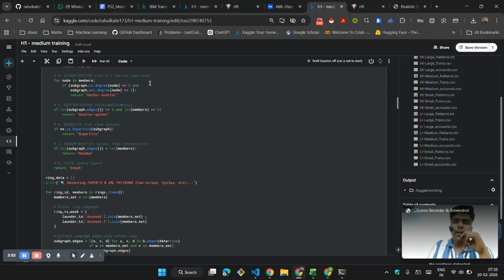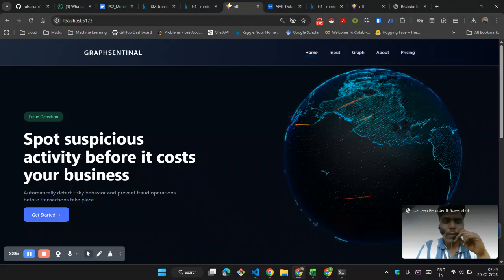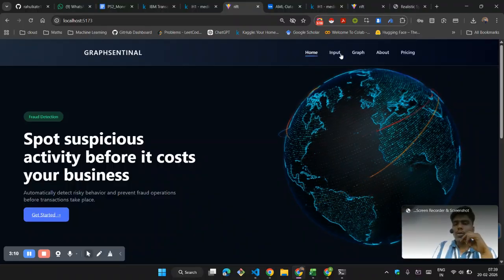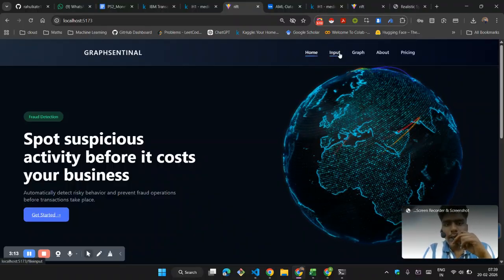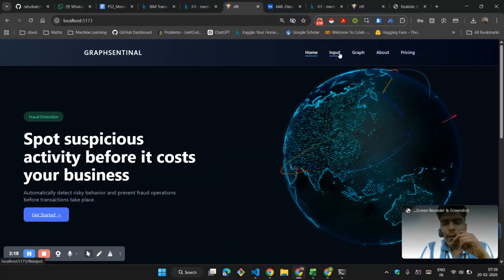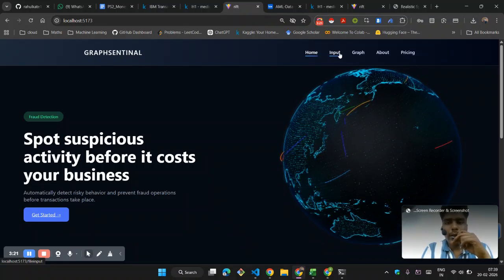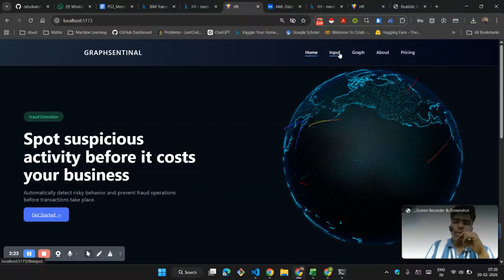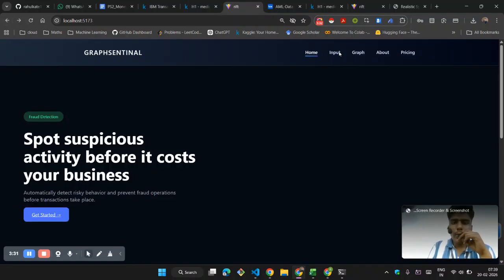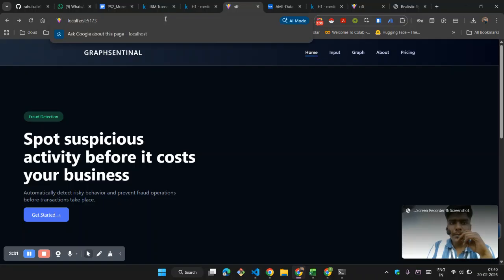And for this, we have developed a website named Graph Essential. For the first round, we have not implemented the authentication layer. It is already present, we just removed it. Here you also have a pricing model, which we are later going to extend with a payment gateway. If you go to input, it can be further logged with the help of the dashboard.